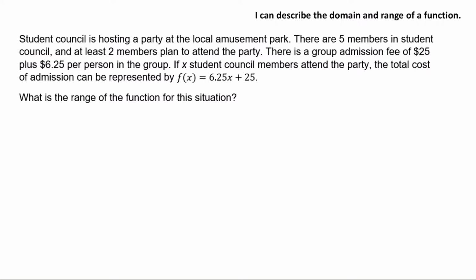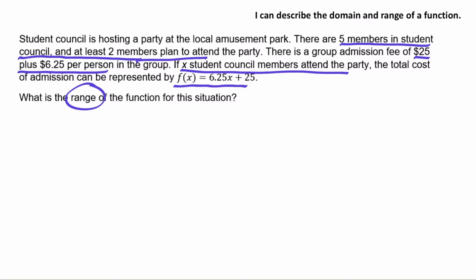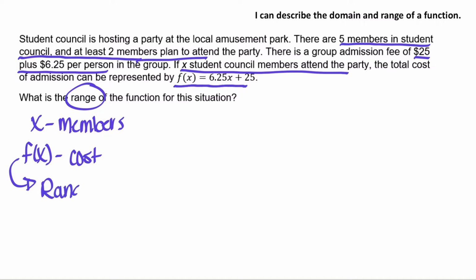So let's find all the important information here. So there are 5 members in student council, and at least 2 plan to attend. The admission fee is $25 plus $6.25 per person. X members will attend the party, and then we have this function f of x equals 6.25x plus 25. And we're trying to find the range. So we have 2 variables. We have x, and then we have f of x. So x is the number of members, which is the input. F of x is the cost, which is the output. Okay, remember the output variable is what's going to tell me my range.